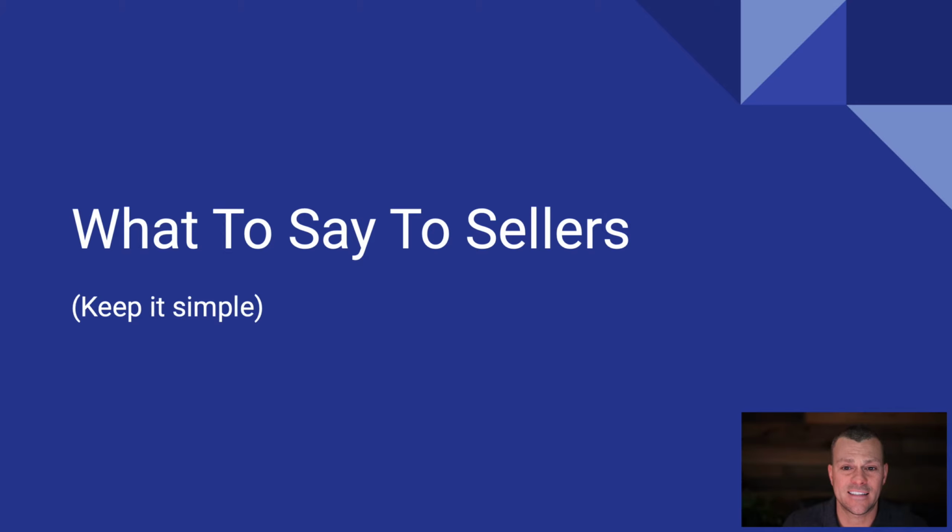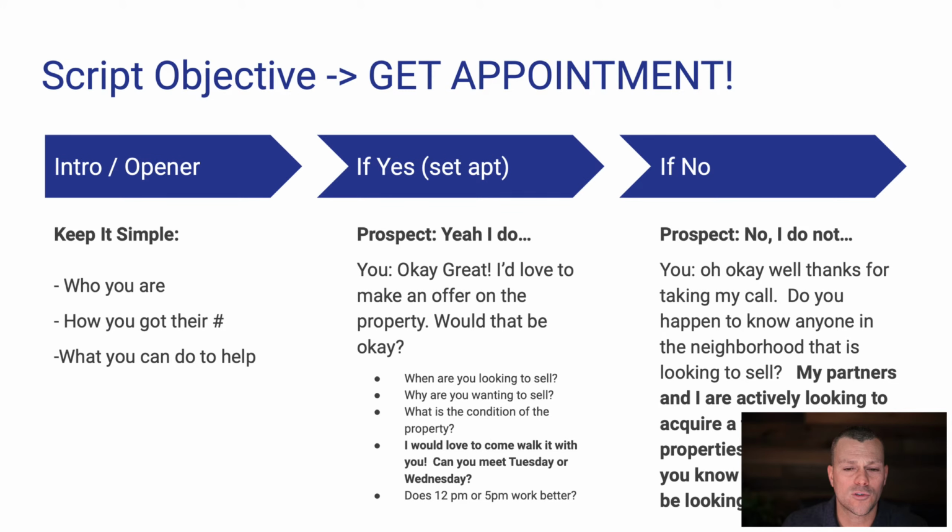So what do we want to say to the sellers? Well, first and foremost, we're going to let them know who we are, how we got their number, and what we can do to help them. Assuming that these individuals are being outreached by us, again, we're going to let them know on the phone who we are and how we got their information and what we can do to help them. And if they reach out to us, we're still going to want to tell them who we are and what we can do to help them. And the goal really with the intro or the opener is just to make a friend. The goal is to let them know that we can help them.